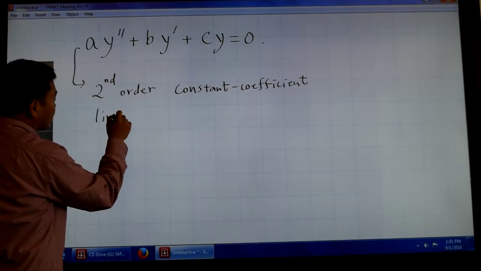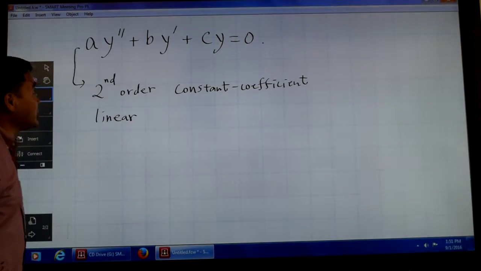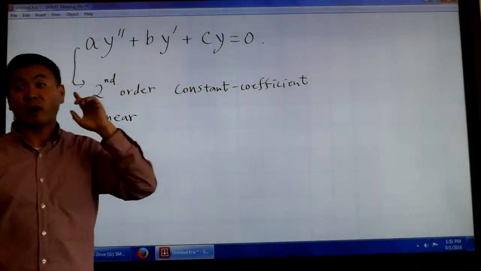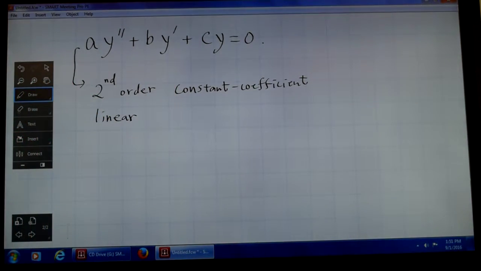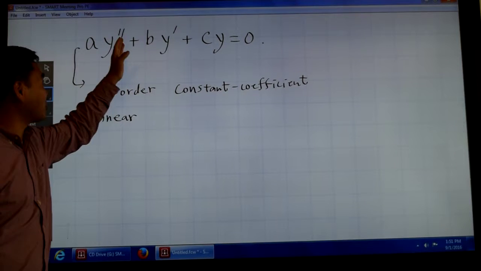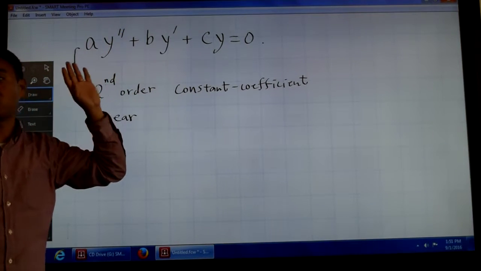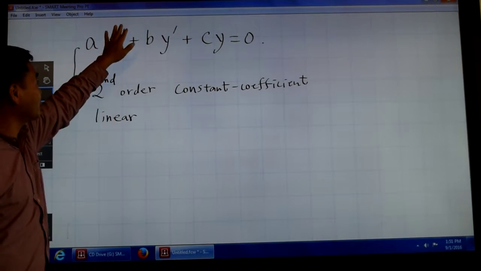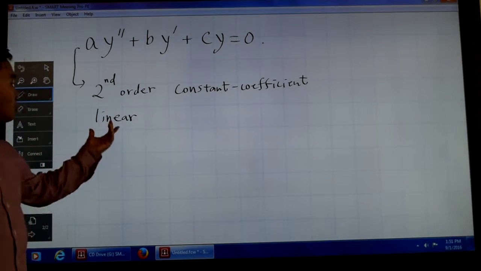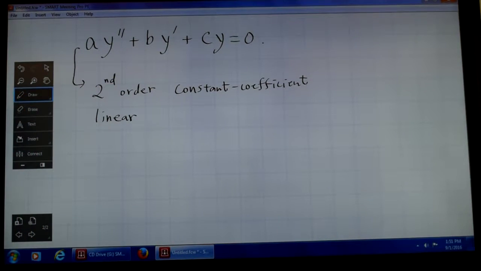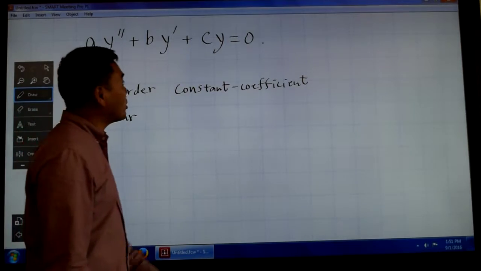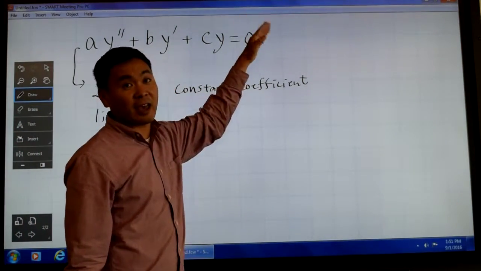Linear, meaning all of these have power of 1. Right? You don't see y squared or y cubed or sine of y. Those are not allowed. Okay? Sine of y prime, y double prime squared, those are not allowed. It's always just the first power. That's what linear means. And also, you don't want any term that has x in there.